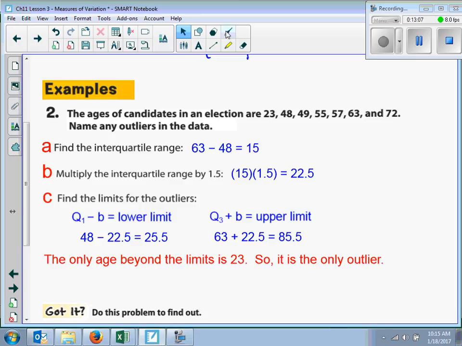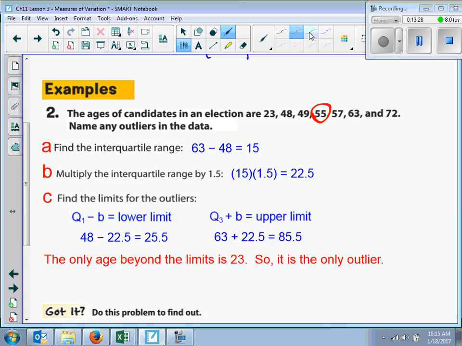So the median of this data, let's see, 1, 2, 3, 4, 5, 6, 7. So 7 divided by 2 is 3. 1, 2, 3. But that's not the middle one, right? We got to count one more. So 55 is my median.